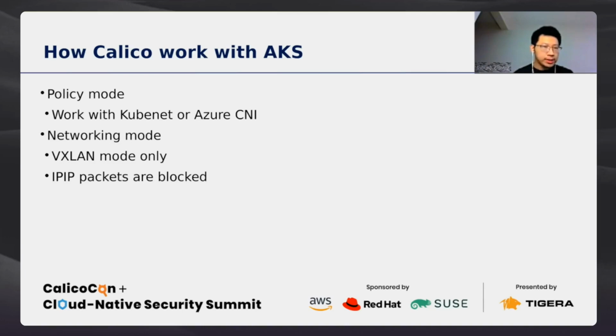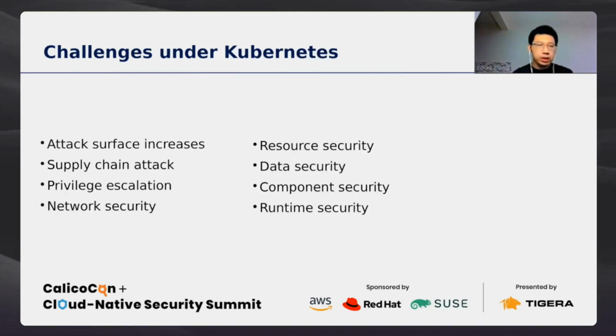Calico can work with Kubernetes or Azure CNI. When creating AKS, you can choose the network mode. If the network mode is selected as Kubernetes, the network policy can be empty or Calico. If you choose Azure CNI, you can use empty, Calico, or Azure as the network policy. If we use Calico's network mode and policy, we can only use the VXLAN mode only. The IP packets are blocked by the AKS infrastructure.